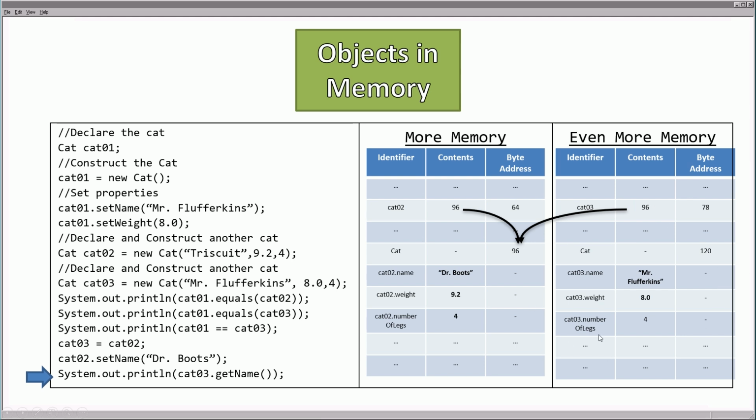But what about this cat's instance? It no longer has a reference inside of memory, so what happens? Well, it simply gets deleted.